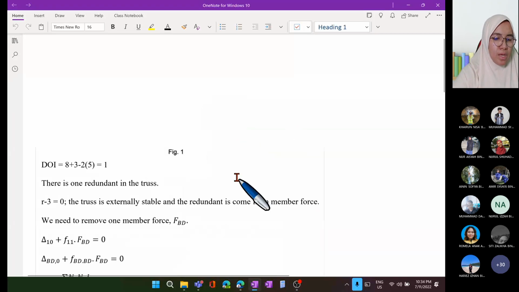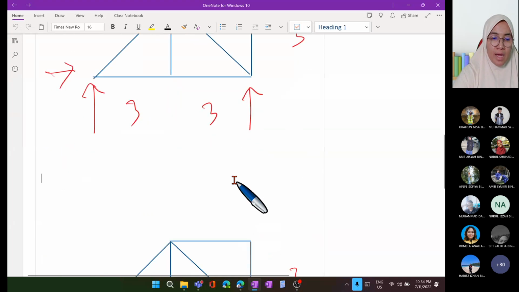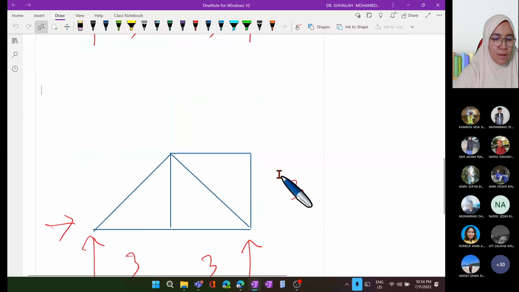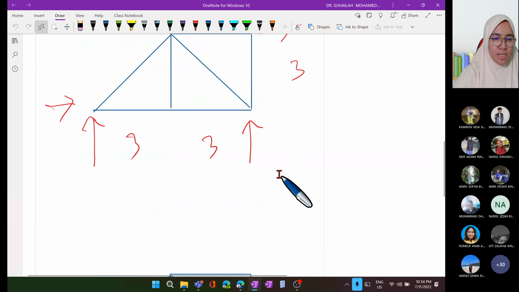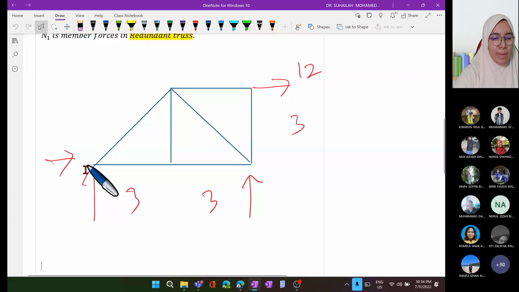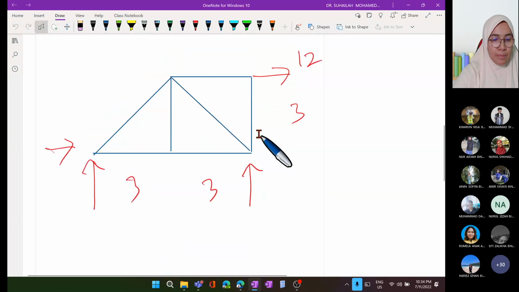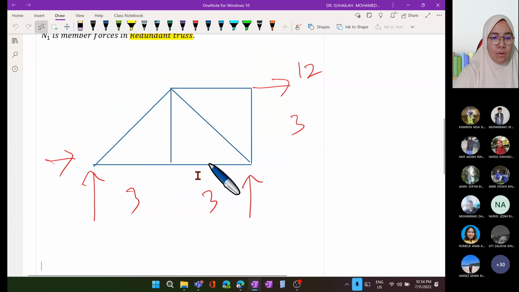Okay, wait for a while. So we have 2 truss. One is primary truss and one is redundant truss. Remain support, pin and roller. So now after removing BD, it is determinate truss.